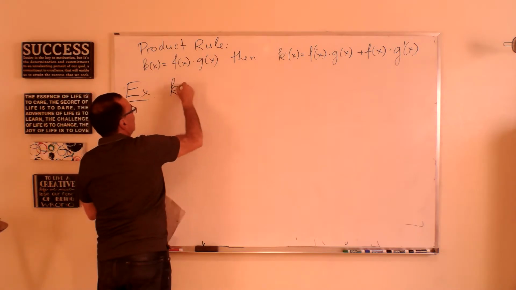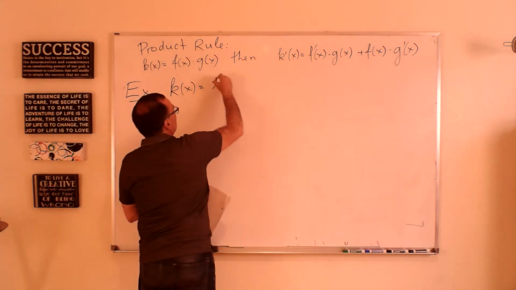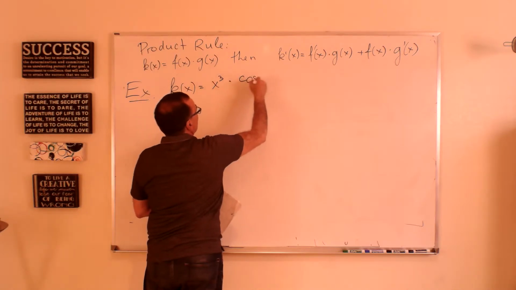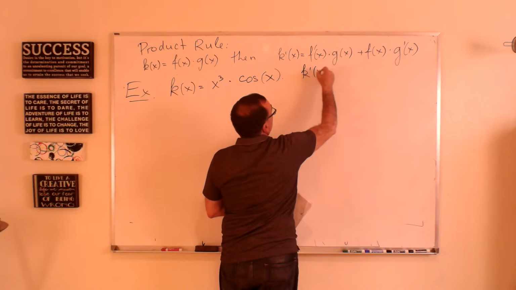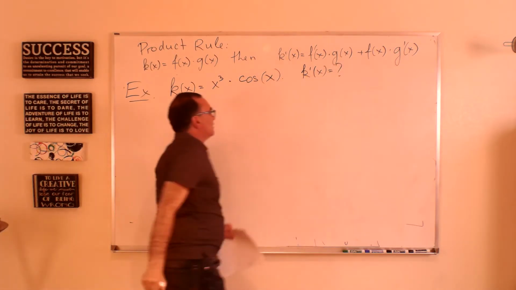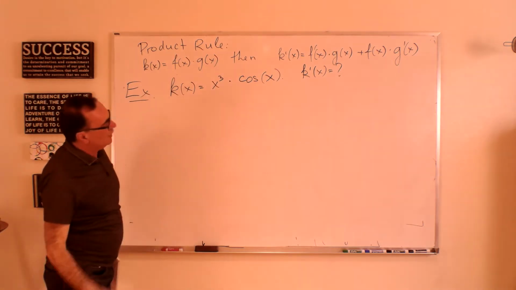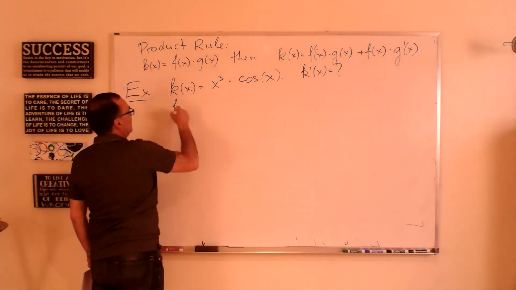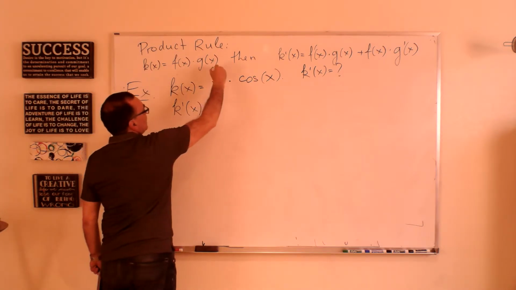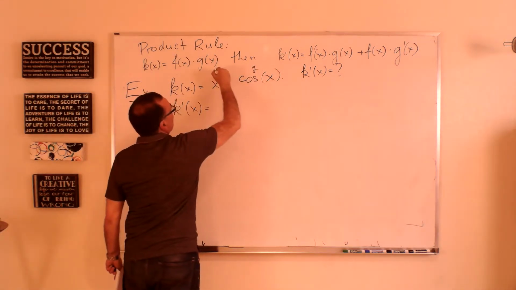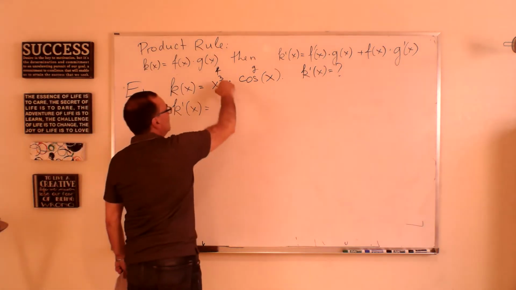Let's say that k of x equals x cubed times cosine x. And the question is to find the derivative. So to find the derivative, because there is a times here, we have to apply this rule. And this rule is pretty straightforward. So we do the derivative of the first term. This is my f, and this is my g. So my f is x cubed, my g is cosine x.